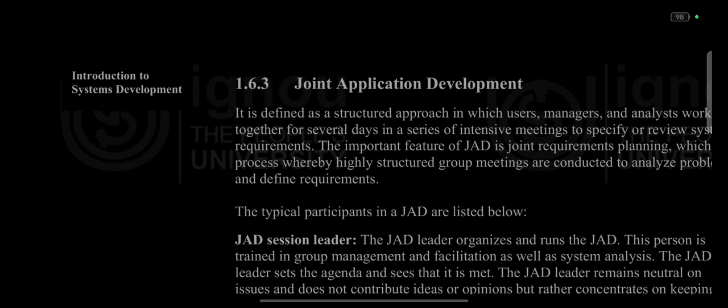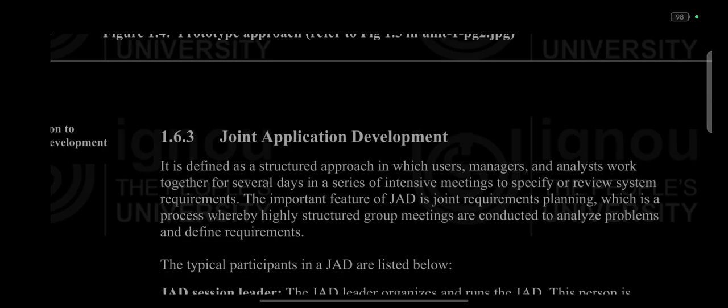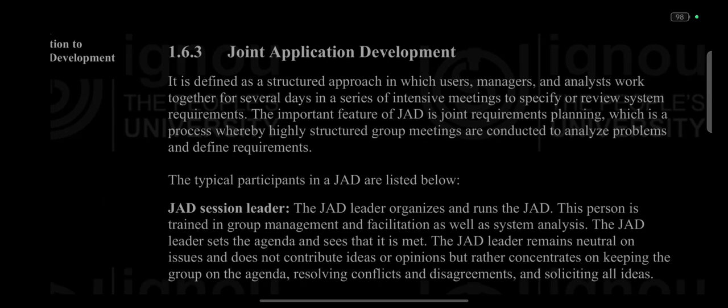Joint application development. It is defined as a structured approach in which users, managers, and analysts work together for several days in a series of intensive meetings to specify or review system requirements. The important feature of JAD is Joint Requirements Planning, which is a process whereby highly structured group meetings are conducted to analyze problems and define requirements.